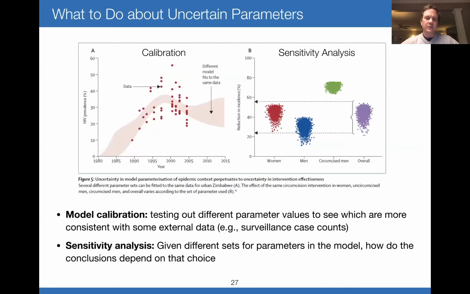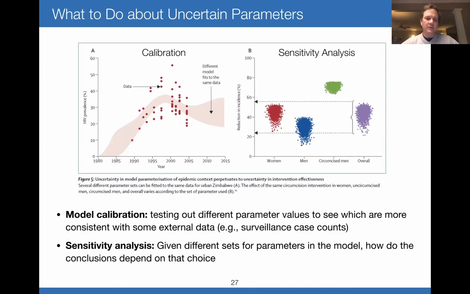Well, there are two potential approaches. Well, there's lots of potential approaches, but here are two. One is called model calibration, where we test out different parameter values for things like the contact rate and see which are more consistent with some external data. So say we have some measurement of the epicurve, these little red dots here, and we can run lots of simulations from our models that are consistent with the disease structure that we're interested in, and test out different parameter values that are better or worse fits to those dots.